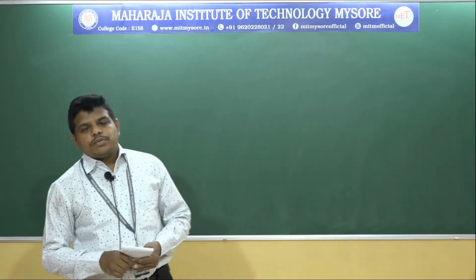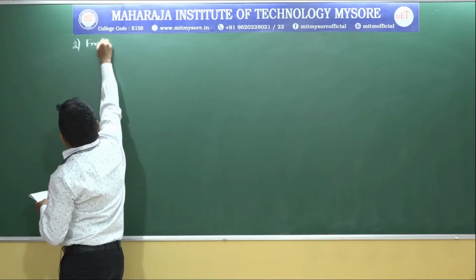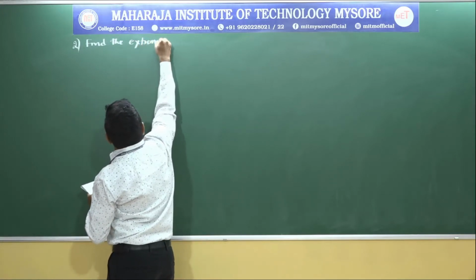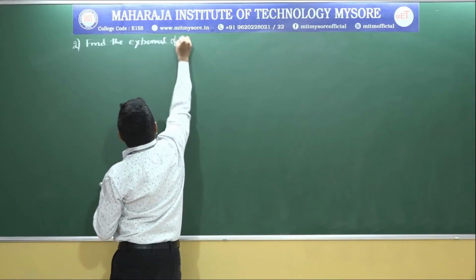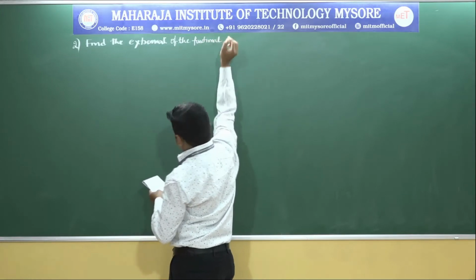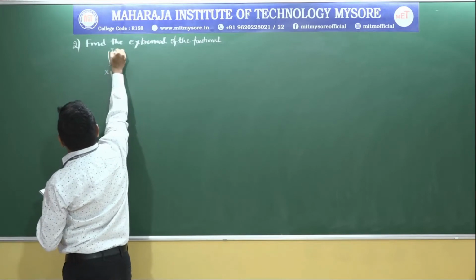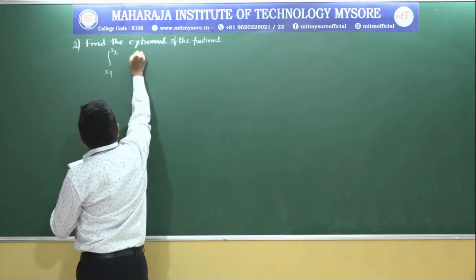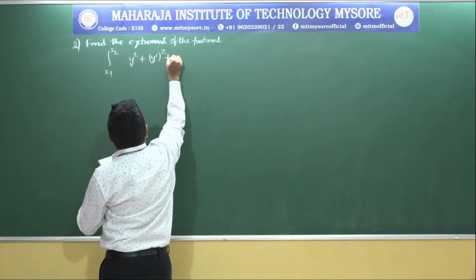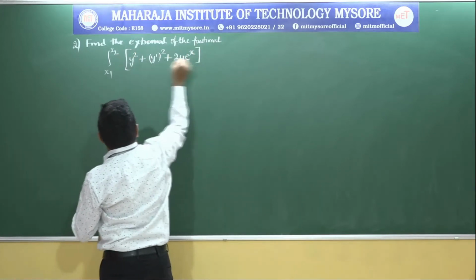Okay, we shall pass on to the next problem. Second one, find the extremal of the functional, integral of x running from x1 to x2 y square plus y dash whole square plus 2y e power x into dx.